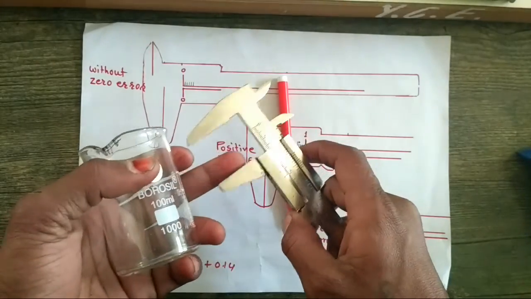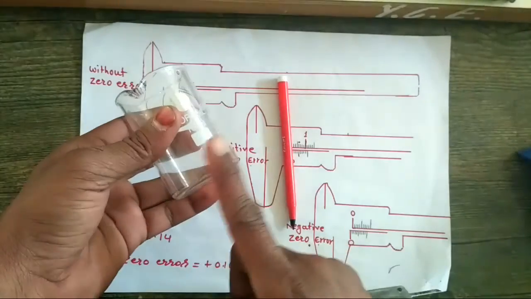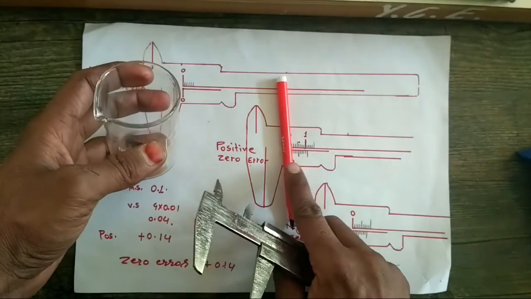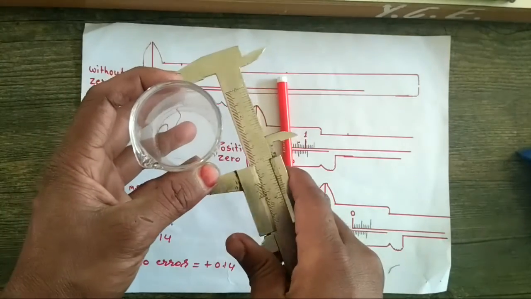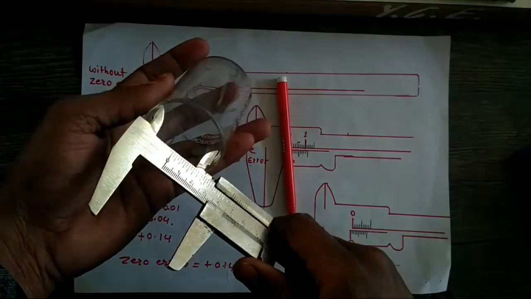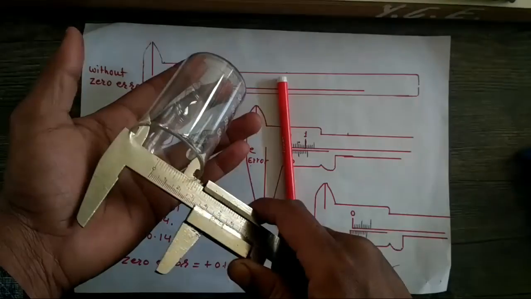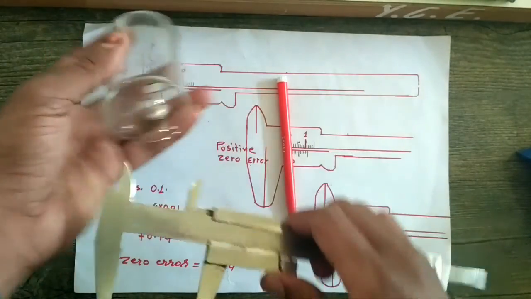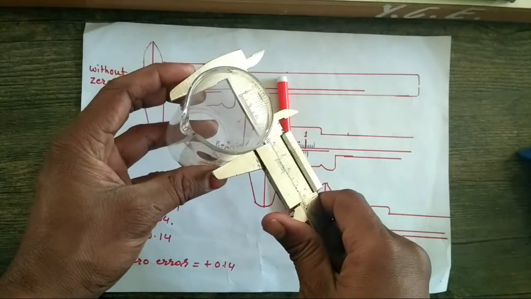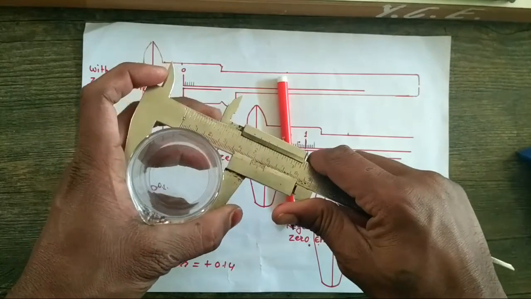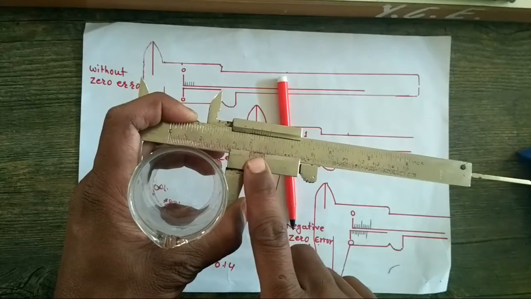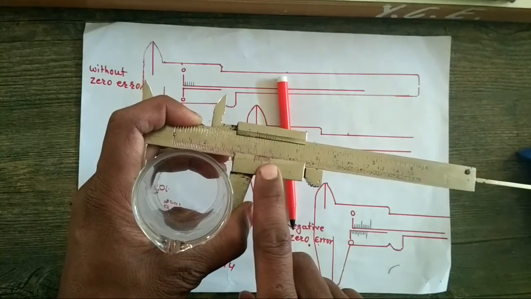Using these vernier calipers, we can find out the external diameter of this beaker, the internal diameter, or the thickness of this pen. To find the external diameter, you are to place it in such a way. To find the internal diameter, you are to adjust the vernier calipers in this way. I am going to find the external diameter of this beaker, so I am going to fix it in such a way.